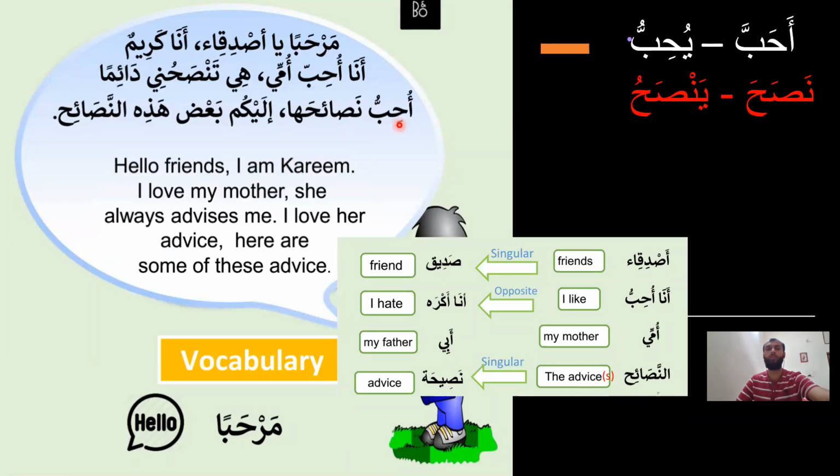Two things you need to remember. If you don't remember everything, pay attention now. Ahabba, yuhibbu. Ahabba is he loved. Yuhibbu is he loves. Okay, this is past tense, present tense. Nasaha is he advised, past tense. Yansahu, he advises, present tense. Know how to change it to feminine. Know the pronouns. Know the ni is to me. Ha is to her. Hu is to him. Two things you need to remember: verbs and pronouns.